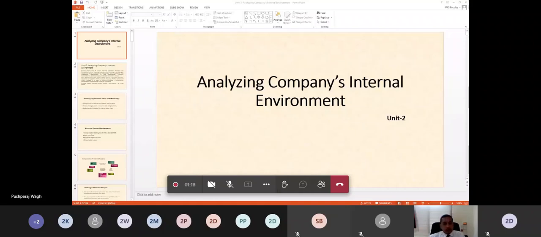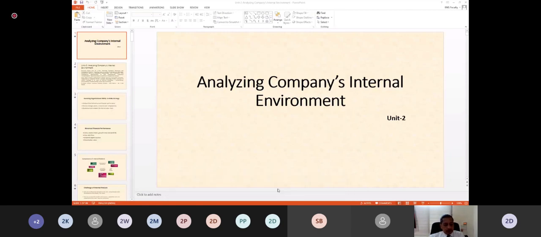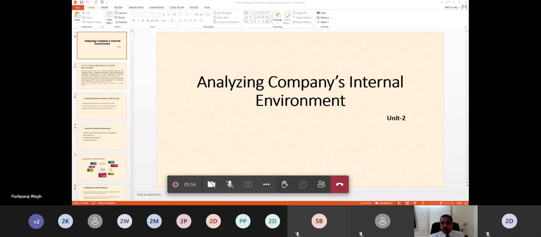How do we prepare an organizational capability profile? How do we prepare a strategic advantage profile? And that is how we understand and analyze the organization's performance that we have discussed in the last session.